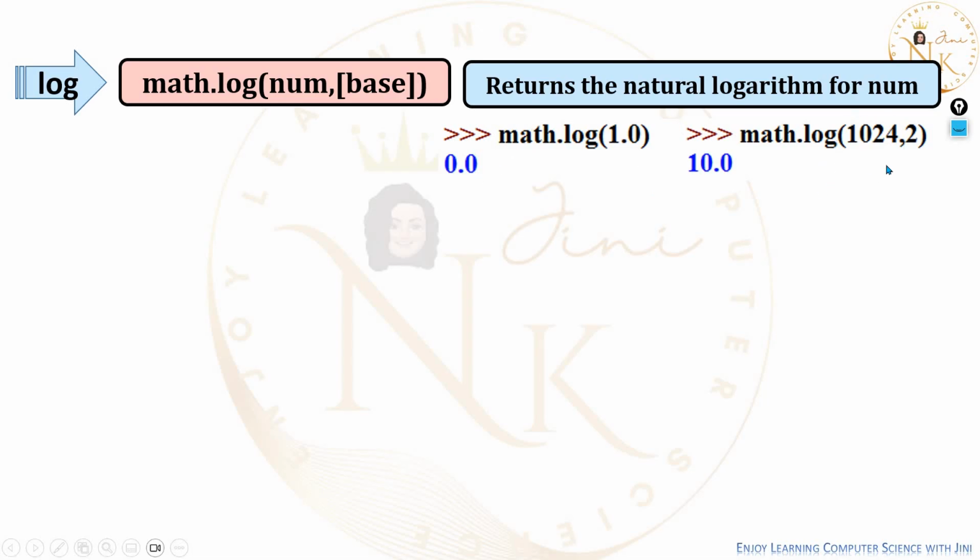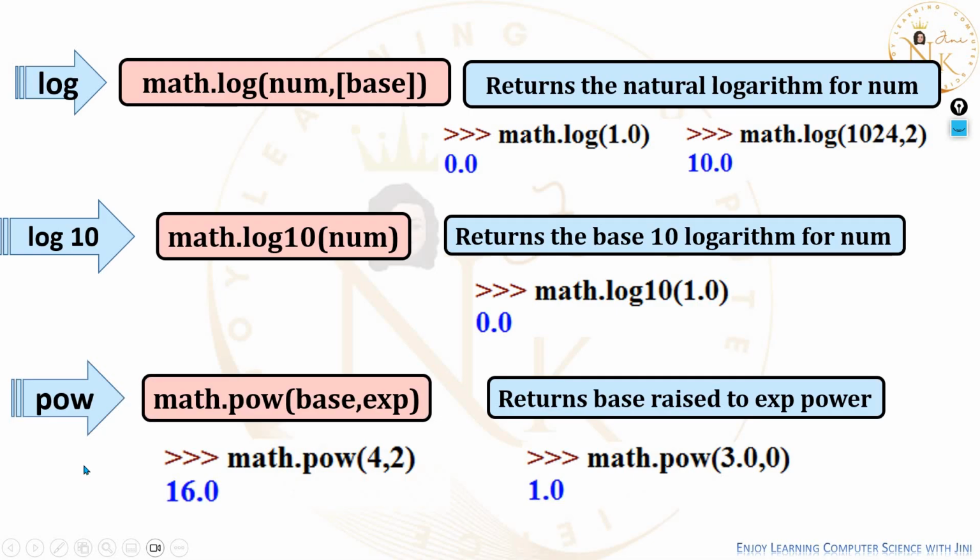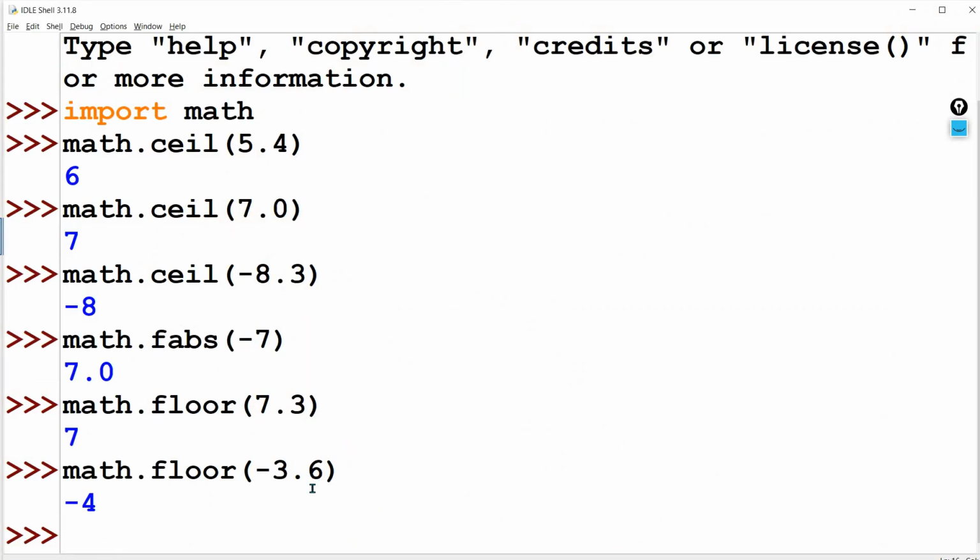Math.log of a number comma base will give the logarithm of that number with the given base. Now log10 returns the base 10 logarithm for the number. The next one is the pow function. I want to calculate 4 to the power 3, so I can give math.pow of 4, comma, then the power.